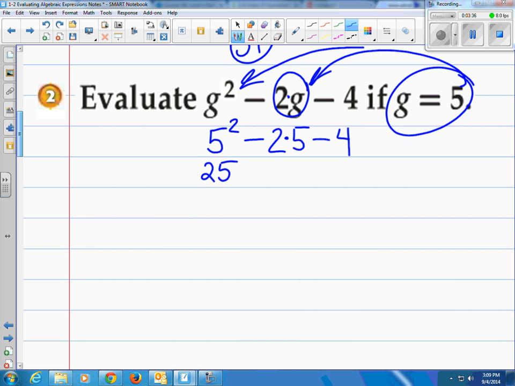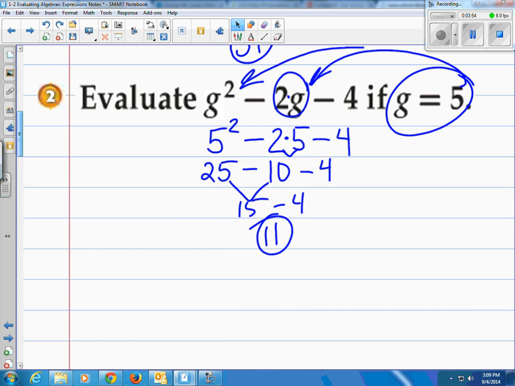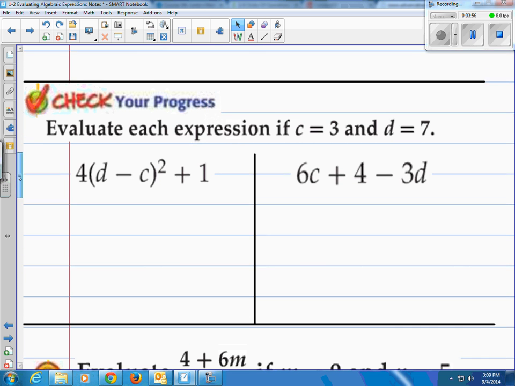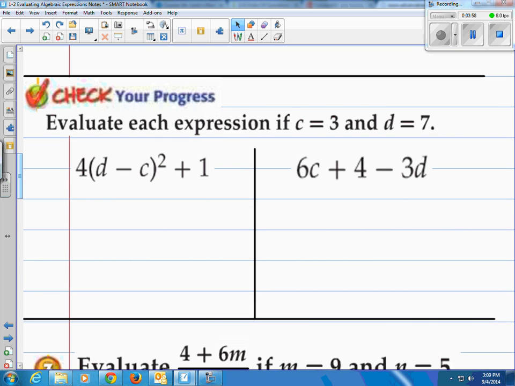Now we have minus 10. We can do this as our multiplication. Then we have minus 4. So we'll do 25 minus 10. That's 15. And then minus 4, which is 11. There is our answer. Why don't you give it a try here? There's a couple expressions for you. C is 3 and D is 7. Plug those numbers in and work these two problems on your own.